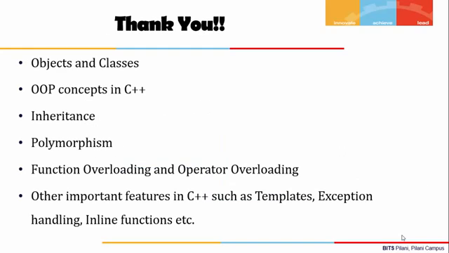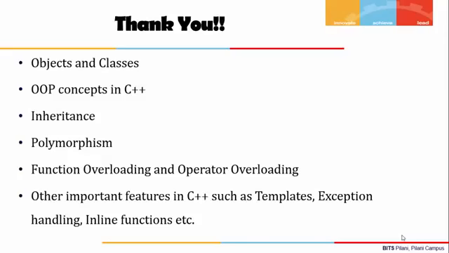This completes our module on C++. So we have discussed in detail about objects and classes. We discussed several object oriented programming concepts in C++. We saw various types of inheritance, the different types of specifiers, base class, derived class, and how inheritance occurs.